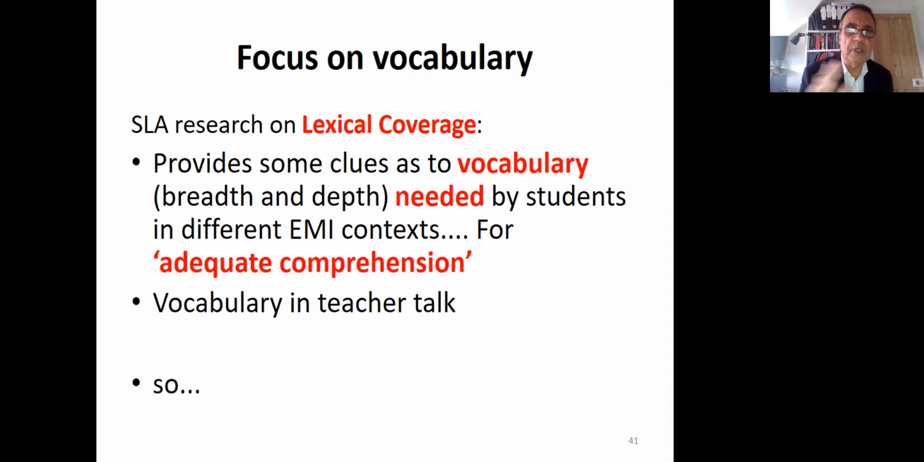So let's think about lexical coverage. This provides some clues as to the vocabulary, the breadth and depth needed by students in different EMI contexts for adequate comprehension. Lexical coverage is what vocabulary the teacher uses, and what vocabulary the students have at the different levels of vocabulary frequency as well as academic vocabulary.